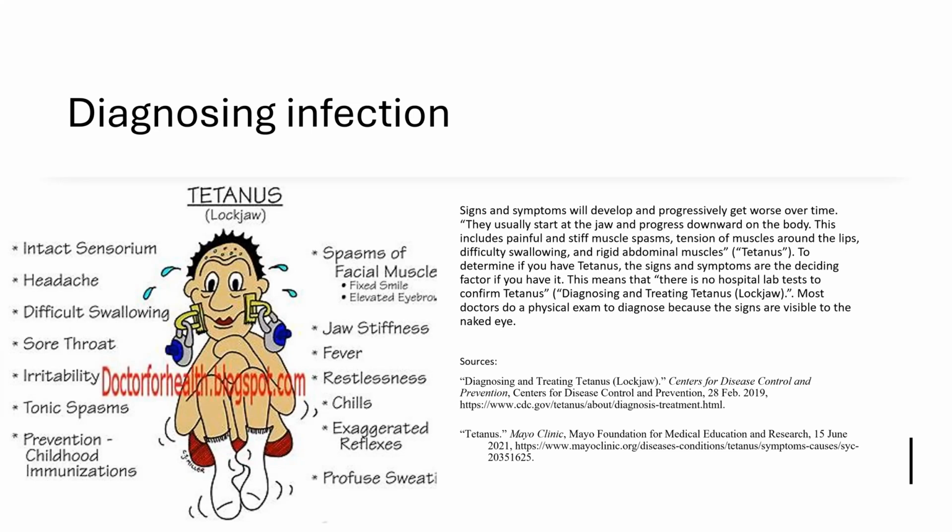To determine if you have tetanus, the signs and symptoms are the deciding factor. This means, like I said earlier, that there is no hospital lab test to confirm tetanus. Most doctors can do a physical exam to diagnose because the signs are visible to the naked eye. Also, these signs and symptoms will develop and progressively get worse over time.